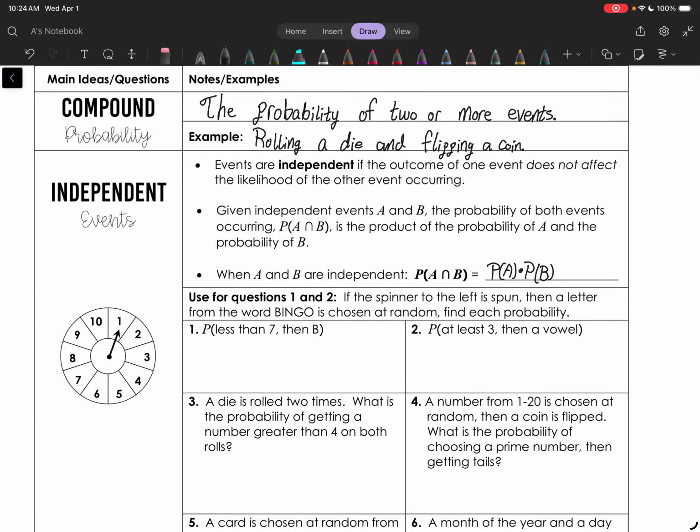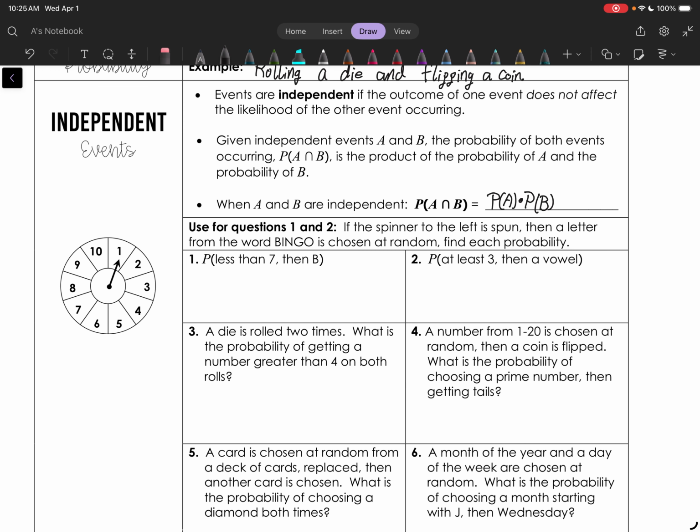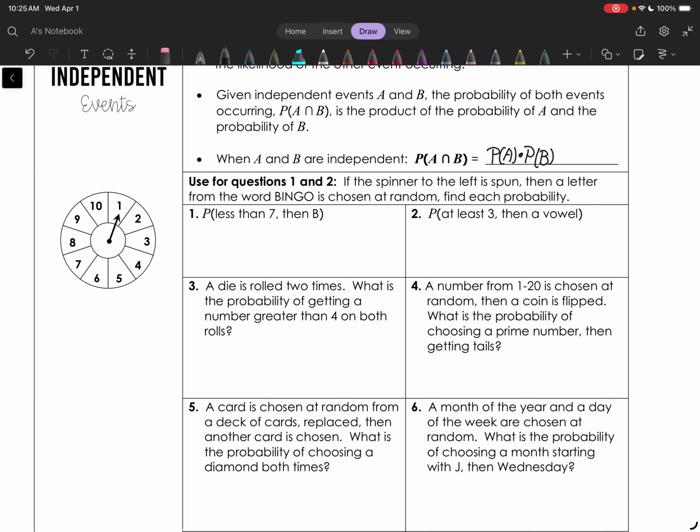So given independent events A and B, the probability of both events occurring, the probability of A with B, is the product of the probability of A and the probability of B. So let's look at number 2.